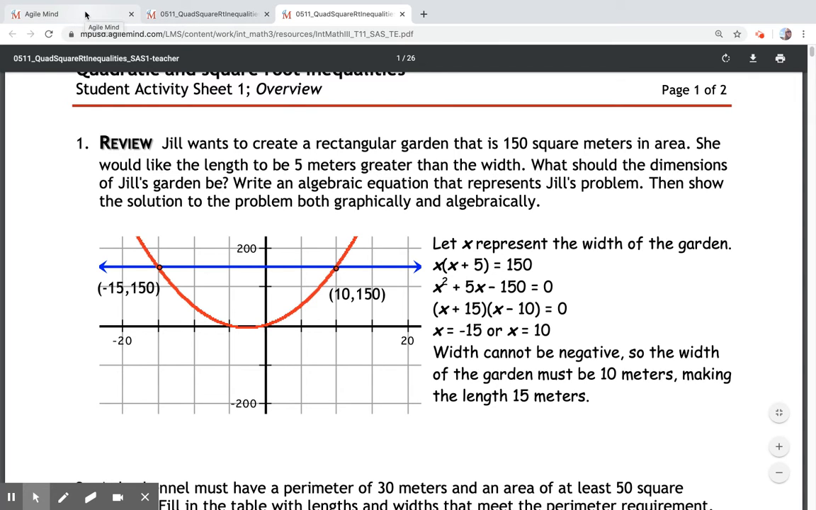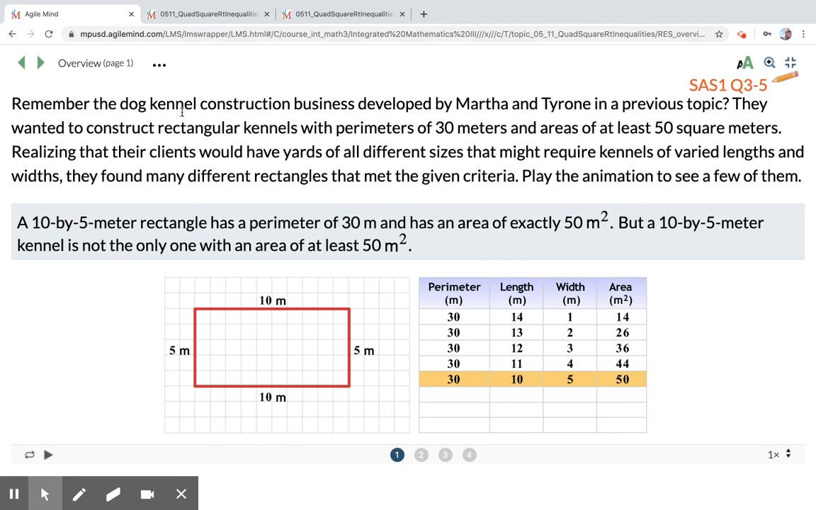Let's go to question number 2 on your student activity sheet. Coming back to the dog kennel problem, and again, it's been a while. I will grant you, it has definitely been a while. So coming back to that dog kennel problem, remember the deal?